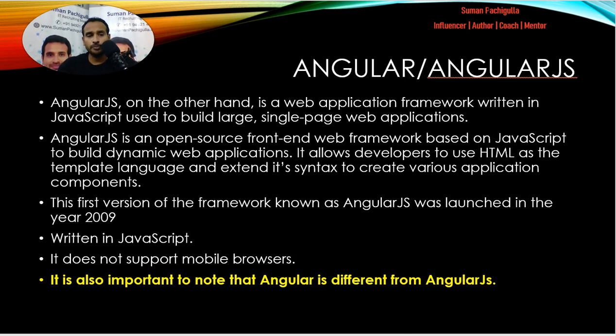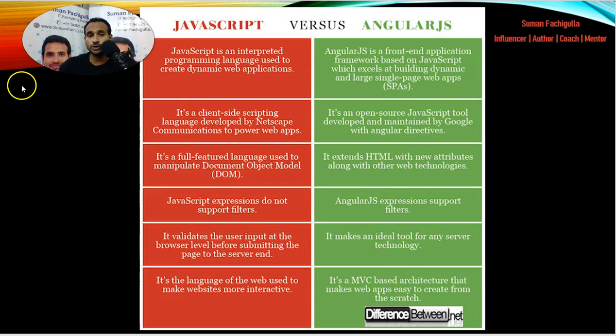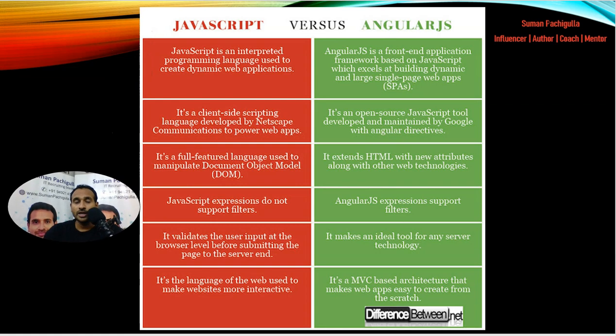All right, here I pulled an image. I'm sure it is going to be helpful for you, and we'll try to understand what this is all about. Okay, so here JavaScript is an interpreted programming language used to create dynamic web pages. So this is a programming language, a scripting language, which runs at the web server level. But AngularJS is a front-end application framework. So this is a scripting language, and this is a framework based on JavaScript which excels at building dynamic pages, which change with their nature.